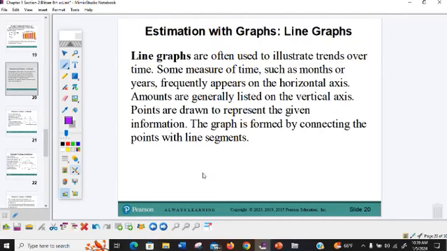So in this video, we're going to look at estimation with line graphs. Now, line graphs are often used to illustrate trends over time. They usually put the measure of time, which is your months, your years, your days, whatever, on the horizontal axis. And then the amount is usually on the vertical axis. So the days, years, months down here, and the amount is on the vertical. They put in points to represent the information, and then they connect it with a line. That's how we get a line graph.